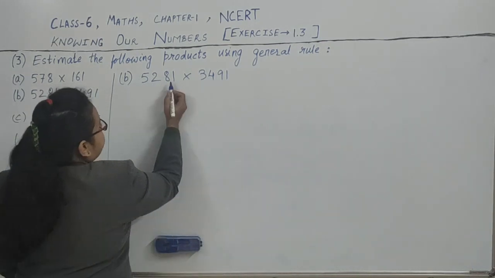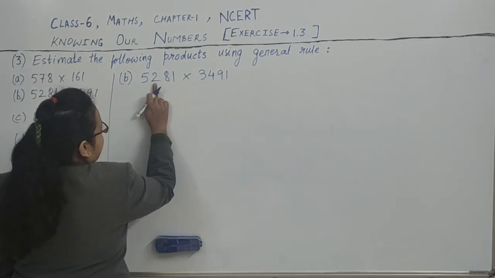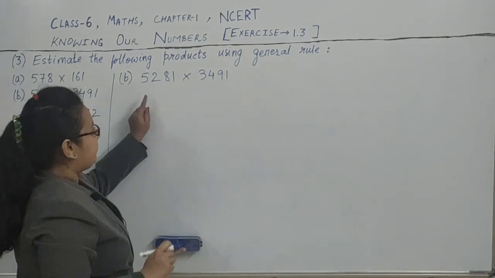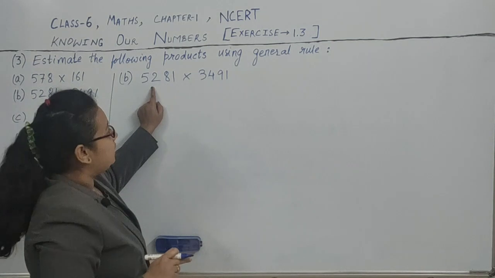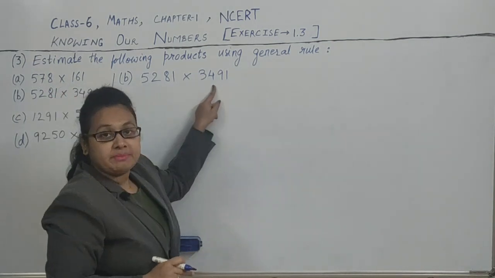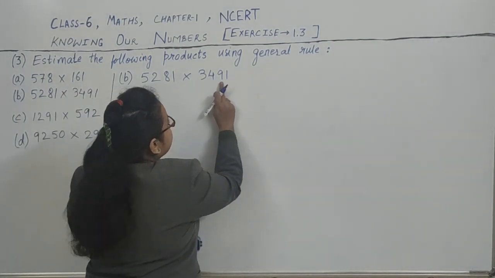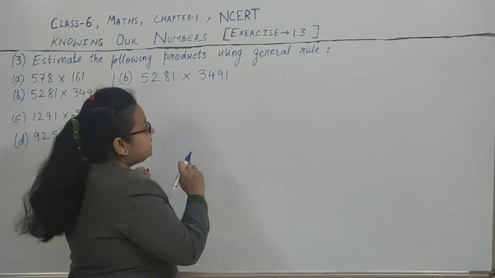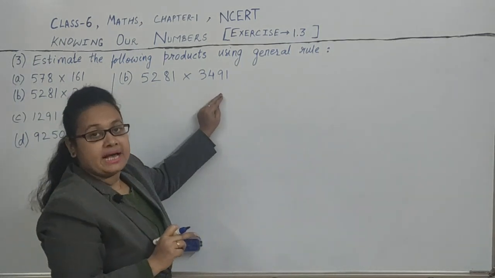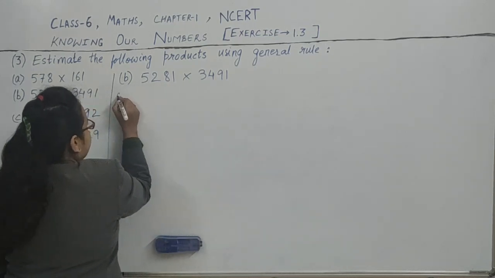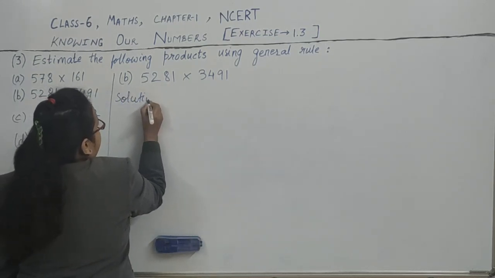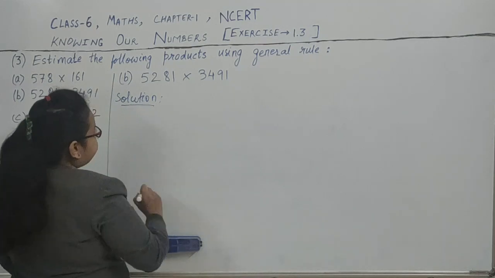Okay, so what is the greatest place for this number? Ones, tens, hundreds and thousands. So the greatest place for this number is thousands, so it will be rounded off to thousands. And what is the greatest place for this number? Ones, tens, hundreds, thousands. This number also has thousands as its greatest place, so this number will also be rounded off to thousands. Okay, now let us do the solution.